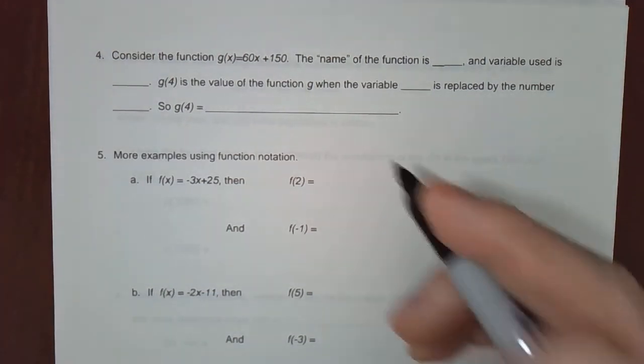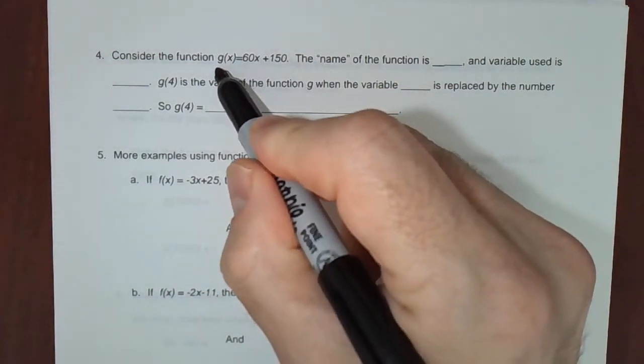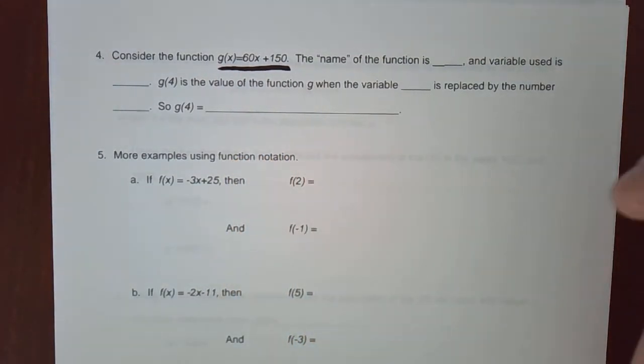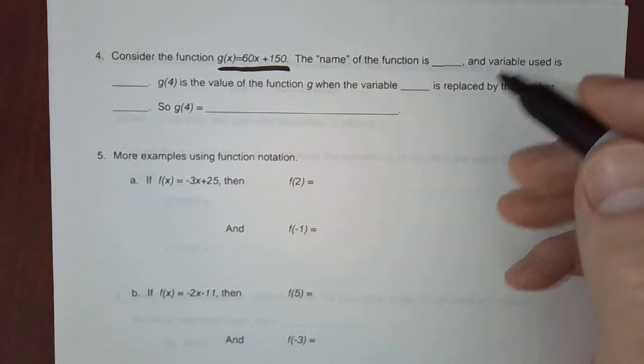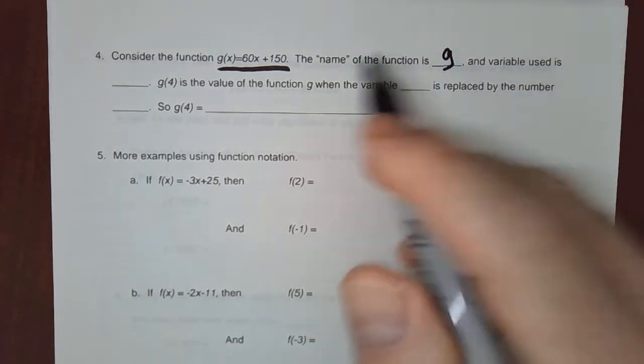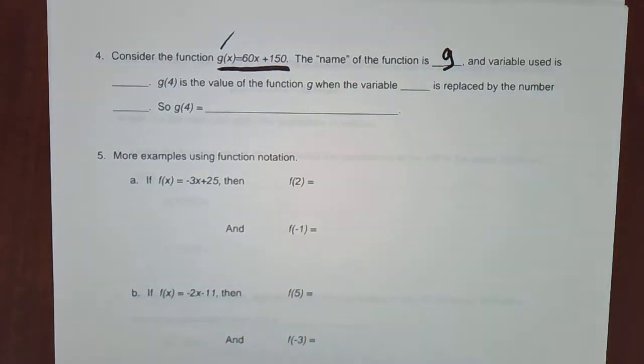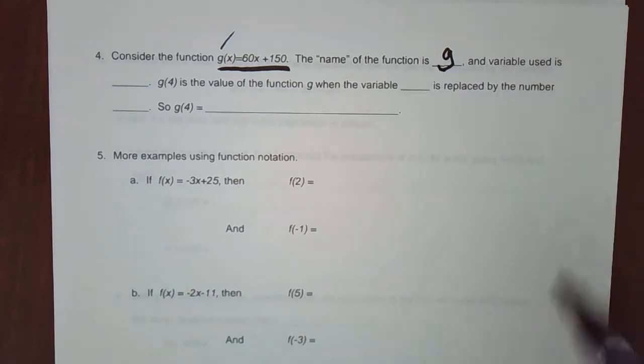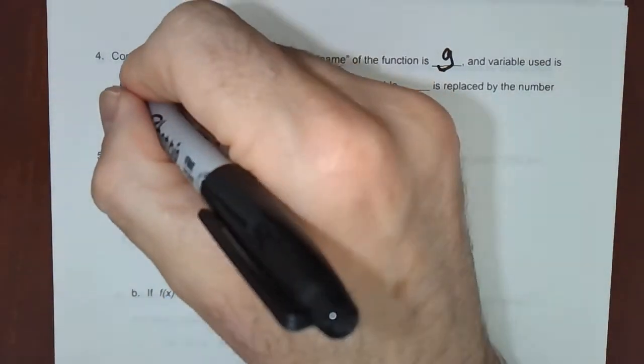As we continue with functions, let's consider an example. The function g of x is 60x plus 150. Well, the name of the function is just g. We usually use lowercase letters for functions. We make that a better g. And the variable used is x.